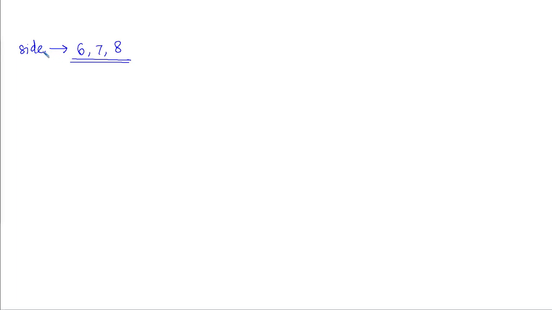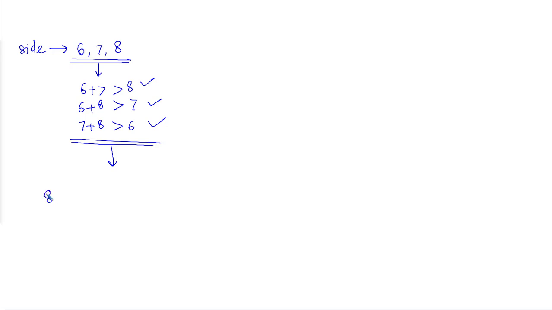Okay, before that let's identify whether we can draw this triangle or not. So 6 plus 7 greater than 8, correct. 6 plus 8 greater than 7, that is also correct. And then 7 plus 8 is greater than 6, that is also correct. So we can draw this triangle. So what we need to do is choose the longest side. Longest side is 8, so let's put 8 square on left hand side.